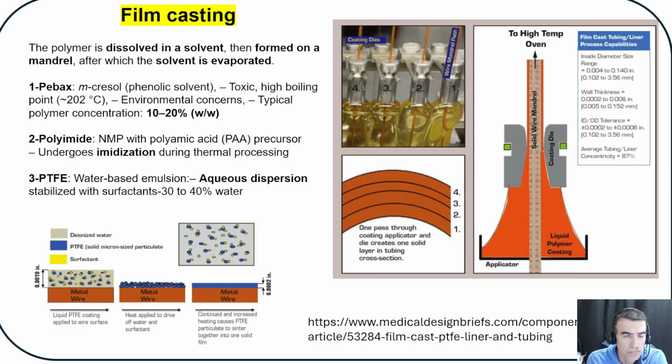And the very important thing here is controlling the viscosity, because the viscosity would determine how much thickness, how much coating you do on a mandrel. For polyimide, it is a different thing. As you cast polyimide, a chemical reaction also takes place. So you have NMP with the polyamic acid as a precursor that makes a solution.